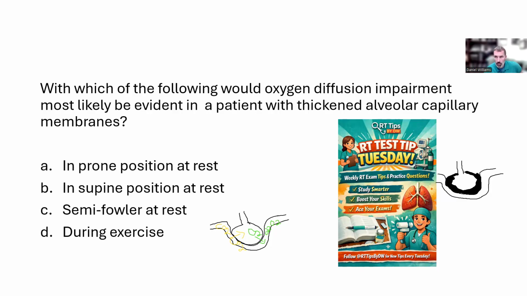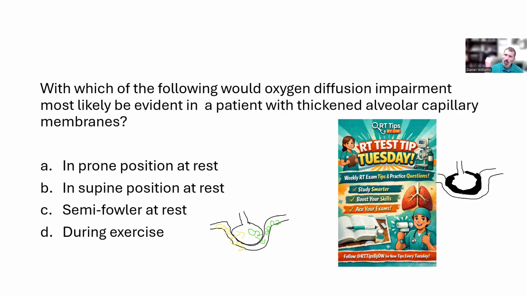So the question I wanted to go over today, kind of to help out my first year students a little bit, but nonetheless, hopefully you can find some benefit from it too. The question itself asks, with which of the following would oxygen diffusion impairment most likely be evident in a patient with a thickened alveolar capillary membrane? Then we've got the answer choices A, B, C, and D: in a prone position at rest, a supine position at rest, semi-Fowler position at rest, or during exercise.